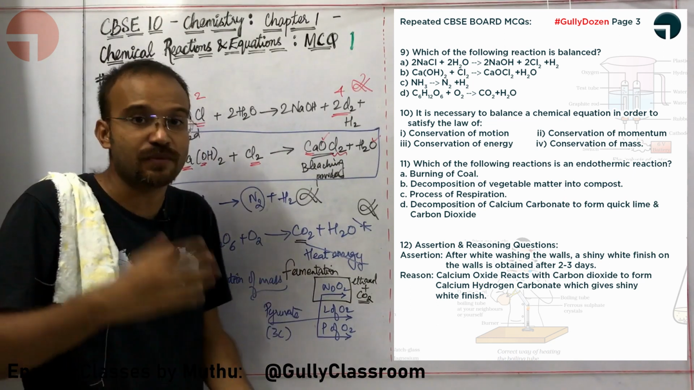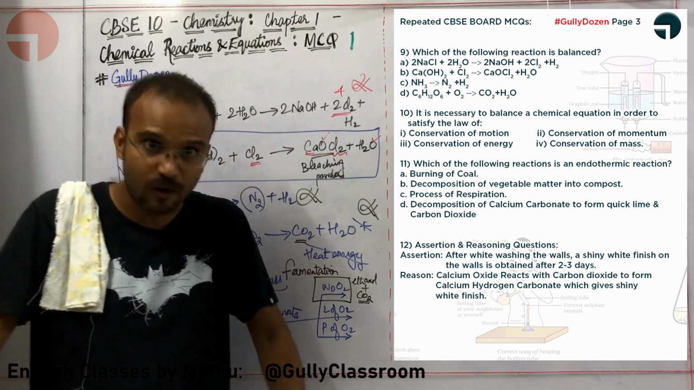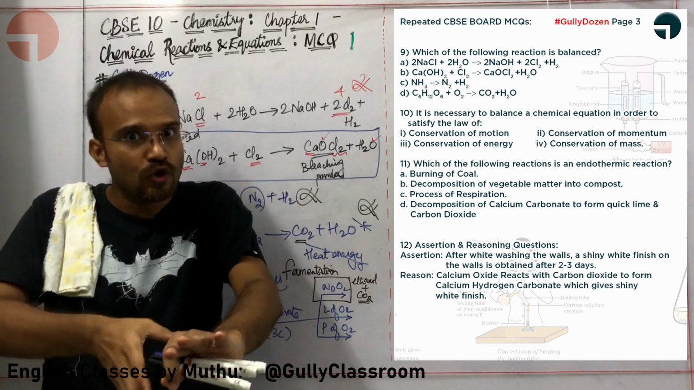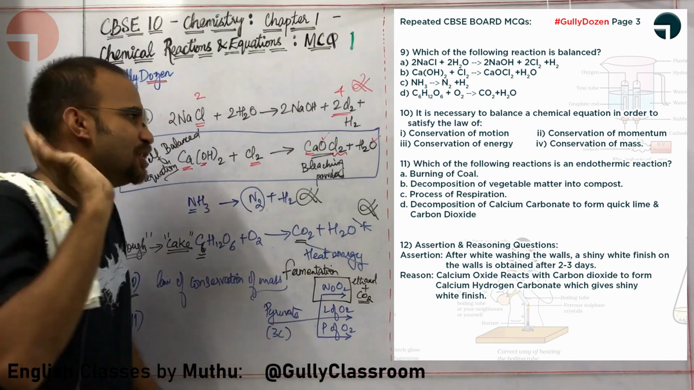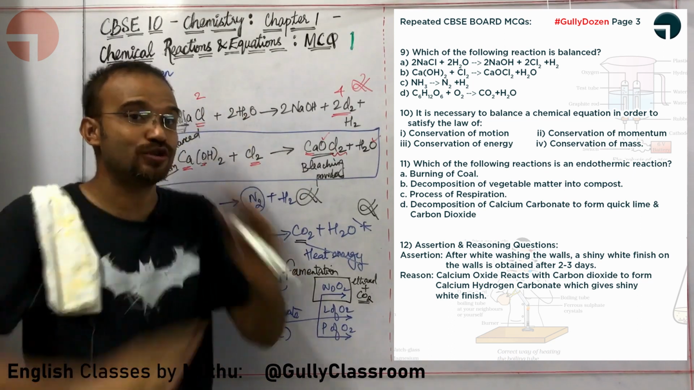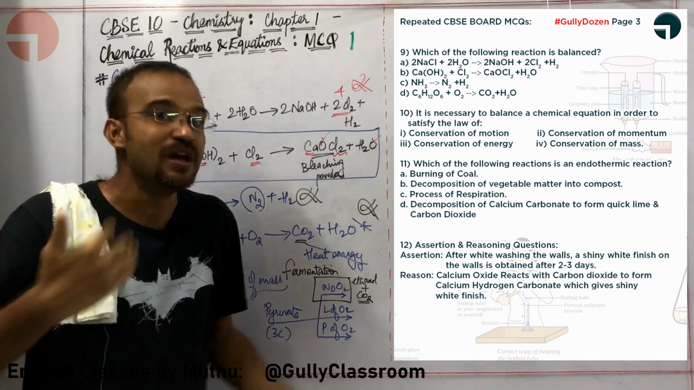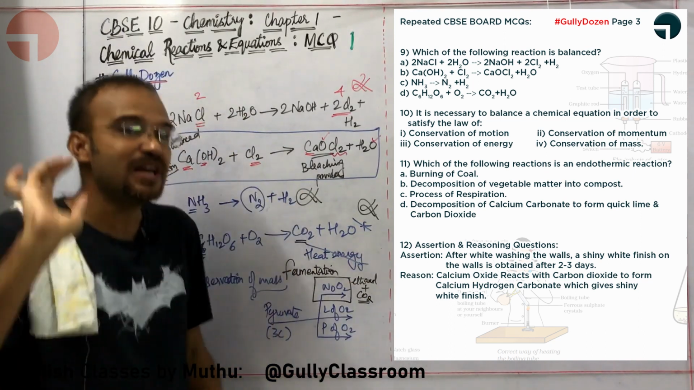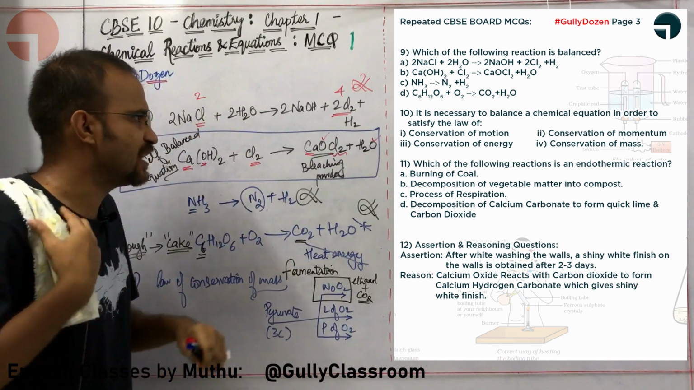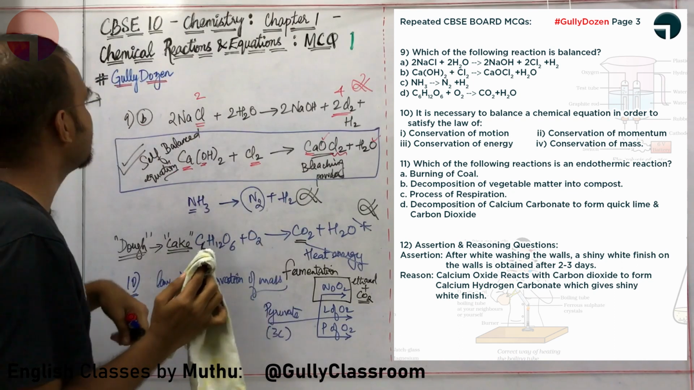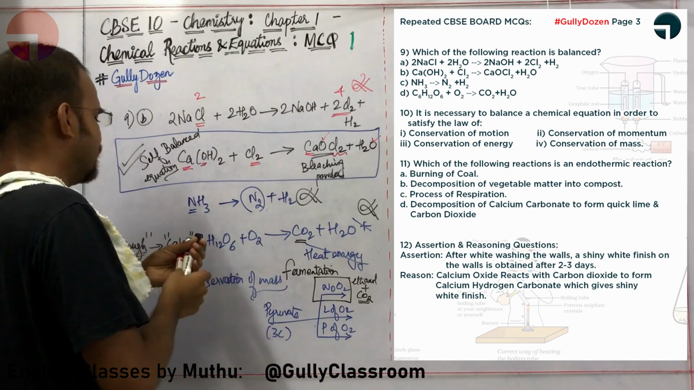Process of respiration. Respiration is happening all over the body, where digested glucose is combining with oxygen and releasing heat. So I can simply leave it because it is an exothermic process. My body is always warm because respiration is happening all over my body. What about the last option? Decomposition of calcium carbonate to form quicklime and carbon dioxide. Let me write this particular reaction over here.